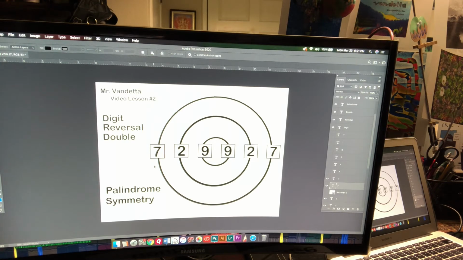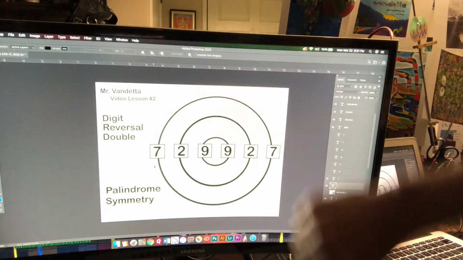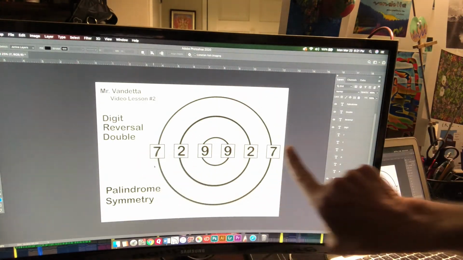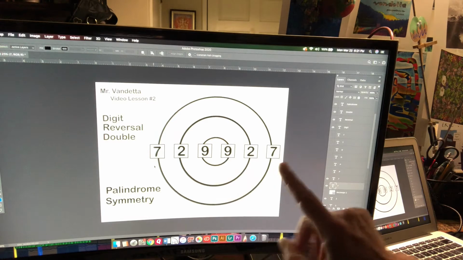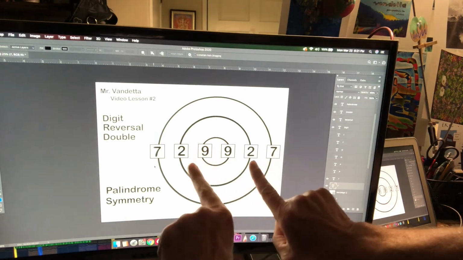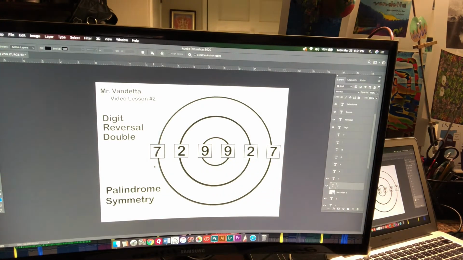All right? So here is a palindrome. It is a reversal, here and here, placed side by side. And when the numbers make this pattern, that is a palindrome. All right?